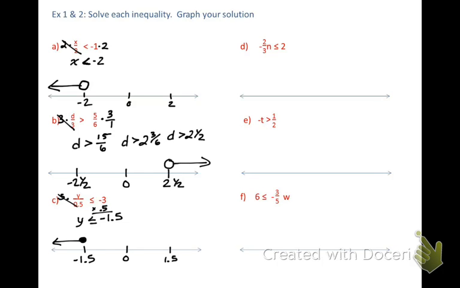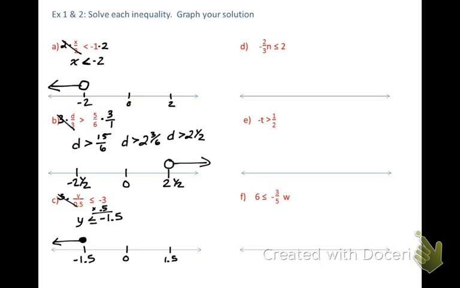All right. So on C, I multiplied by 0.5, and it would be y is less than or equal to negative 1.5, because the negative did not go with the 0.5, it went with just the negative 3, so you do not switch the inequality. And then you have, it's a less than or equal to sign, and then you go towards the left.